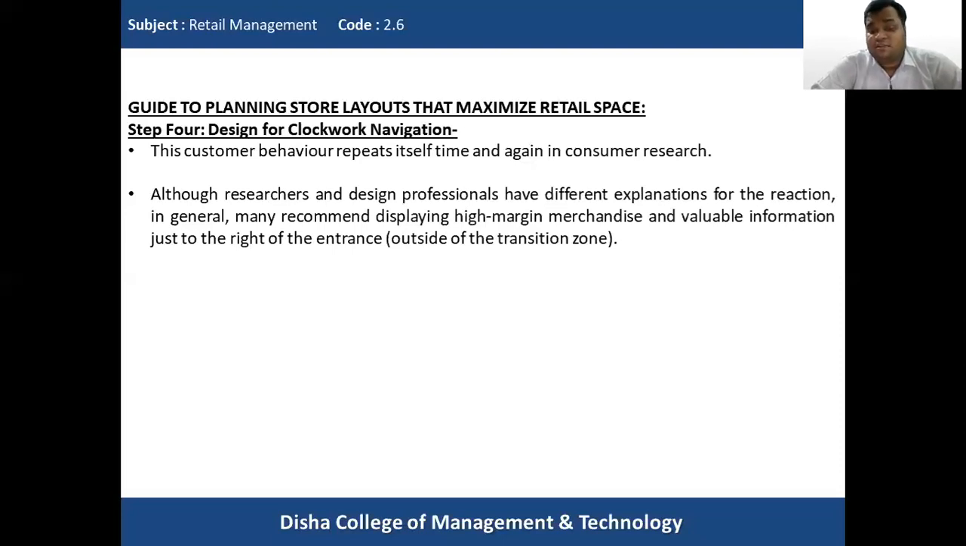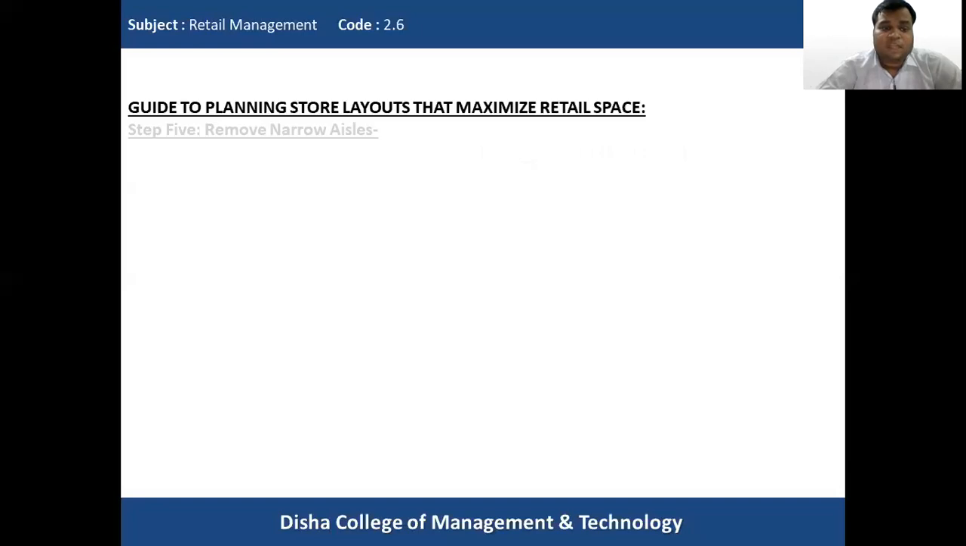So this high margin merchandise and valuable information regarding the offers going on in the shop or outlet should be placed on the right side of the entrance, outside the transition zone or the decompression zone. This is very important for the retailer to understand. Now, after understanding step 4, another step that we have to understand is step 5, that we have to remove narrow aisles. This step should also be followed in order to plan a proper layout that maximizes the retail space and brings a lot of benefit and prosperity to the retail outlet.